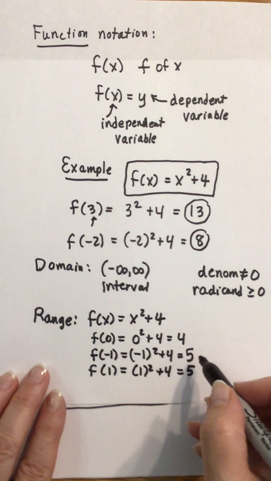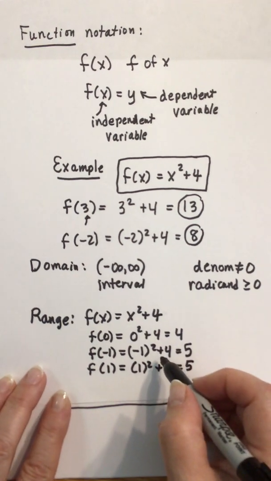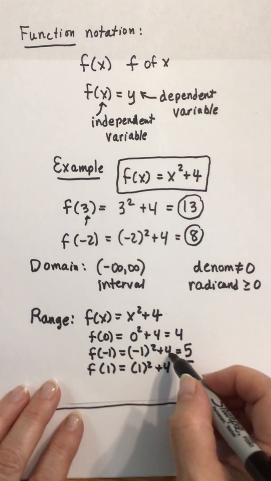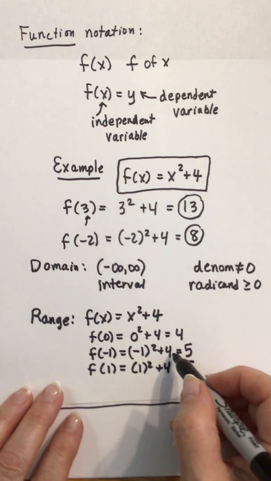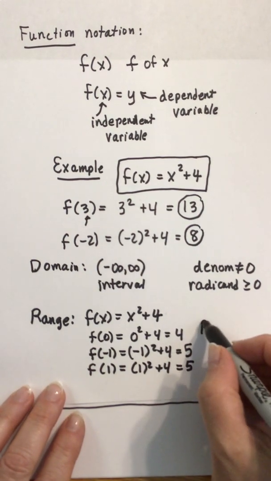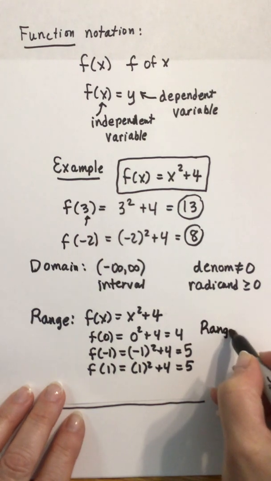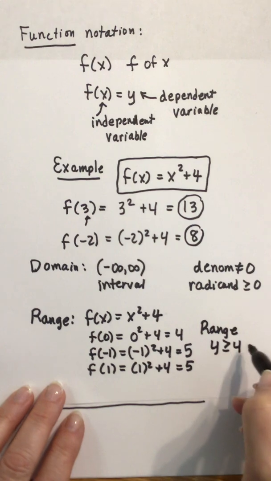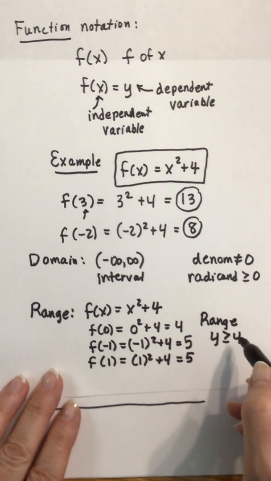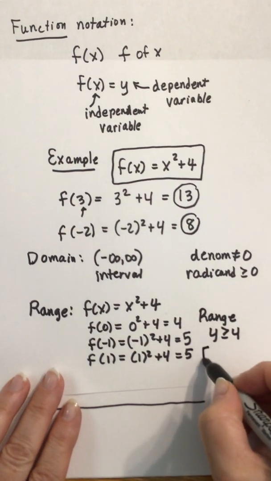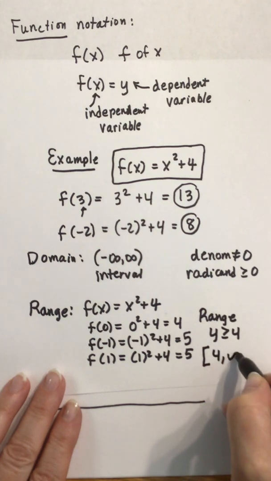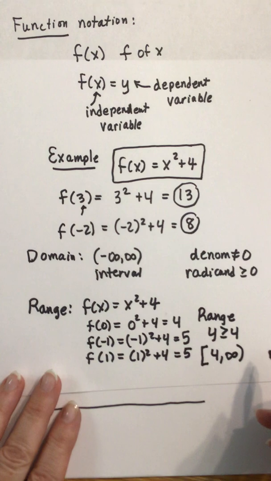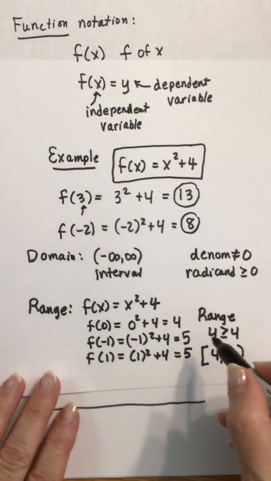So you see what's happening there? That squared is going to make everything positive. So everything is going to go higher than that 4 because the 4 is added on. So we know that the range is going to be everything greater than or equal to 4, for y. So our range is going to be brackets 4 to infinity, and that's in interval notation again. So everybody understand why that is?